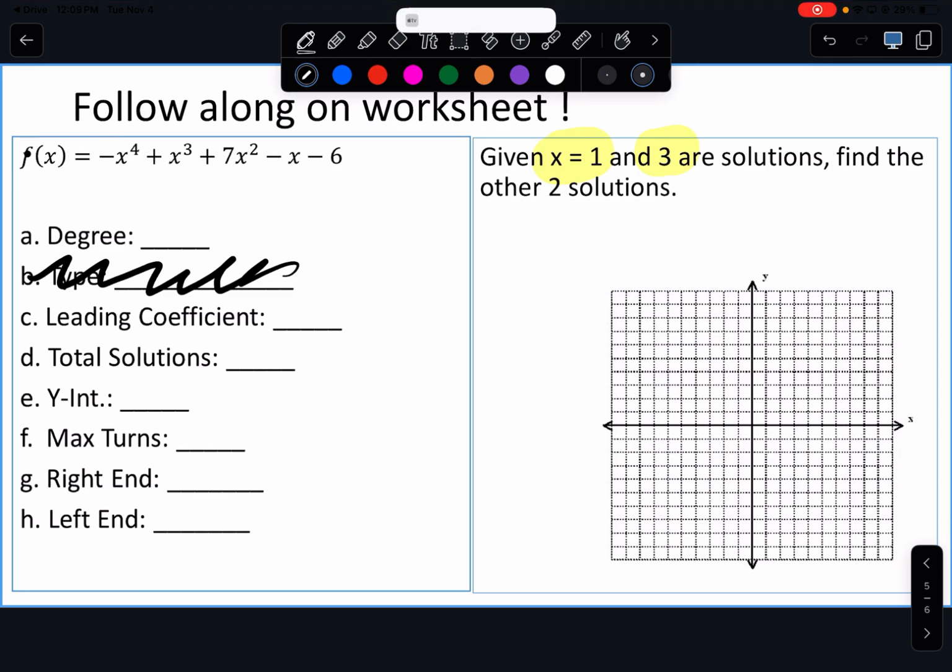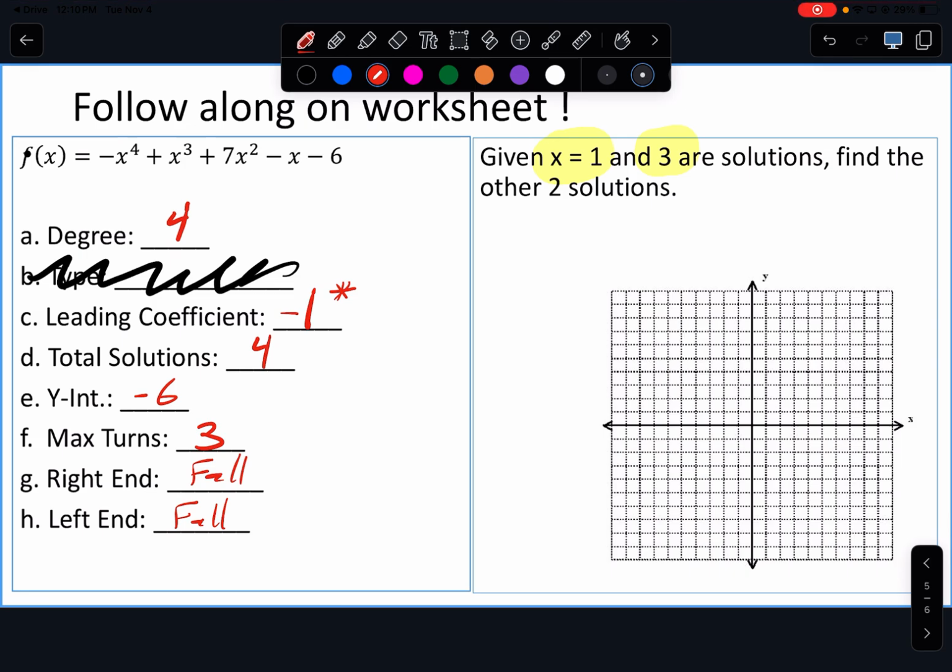Our degree is 4. Leading coefficient is -1. That's something important that we need to know, okay? Total solutions are 4. My y-intercept is -6. My max turns is going to be 3. My right end, because it's negative, is going to be full. And then because it's an even degree, my left end matches my right end. So they're both going to be full.